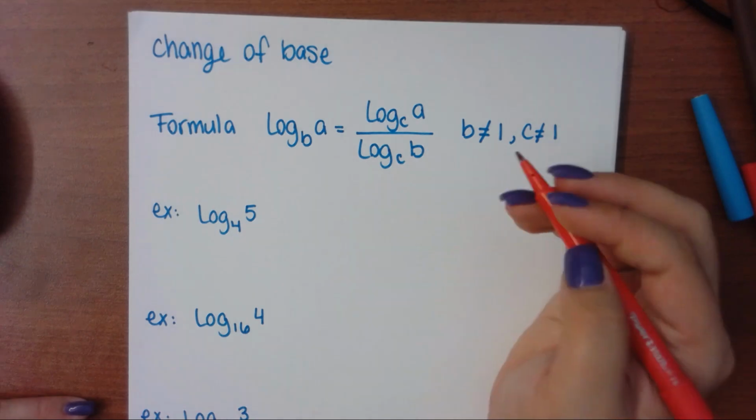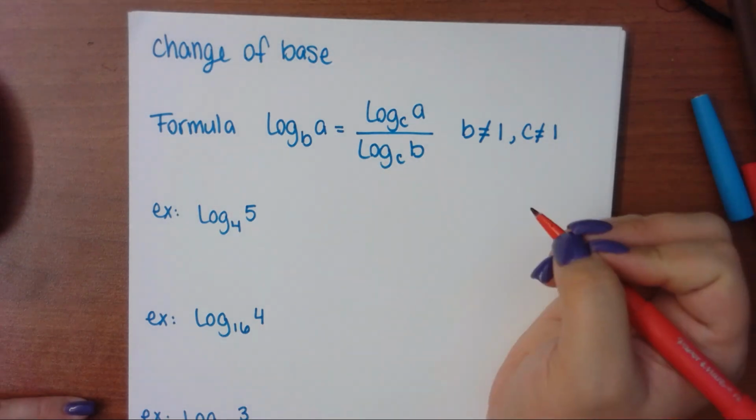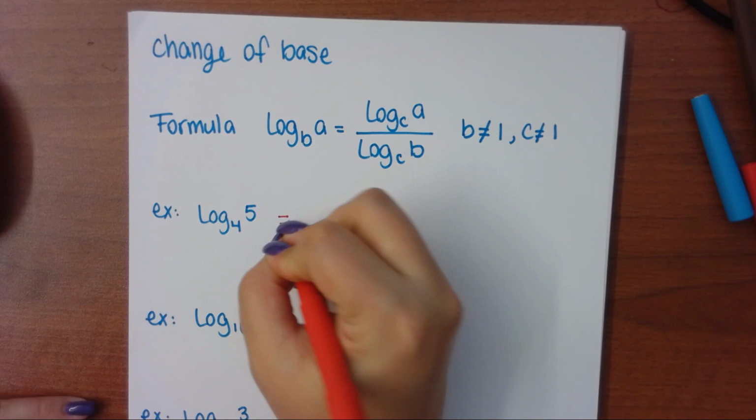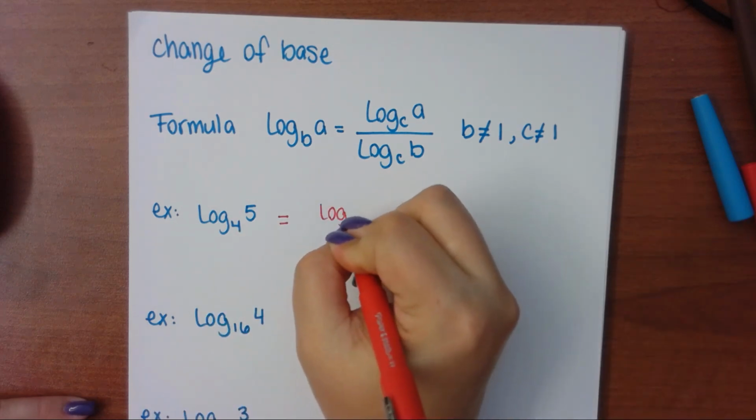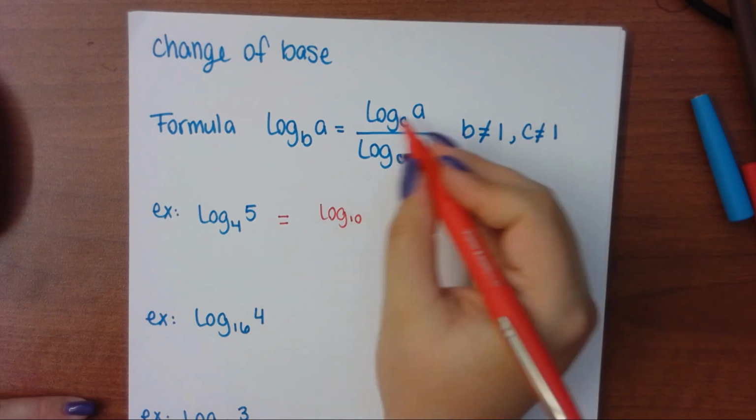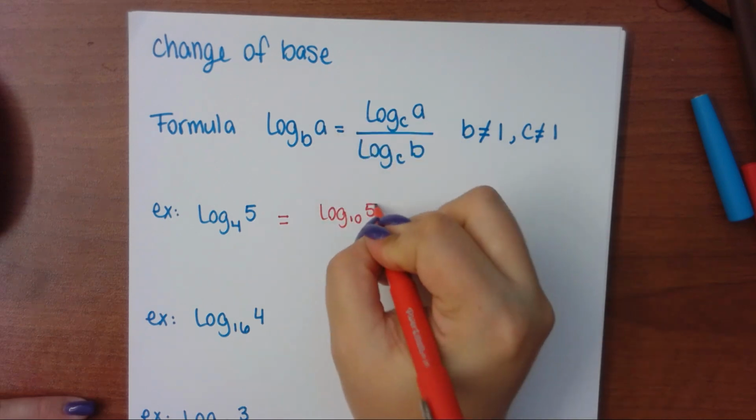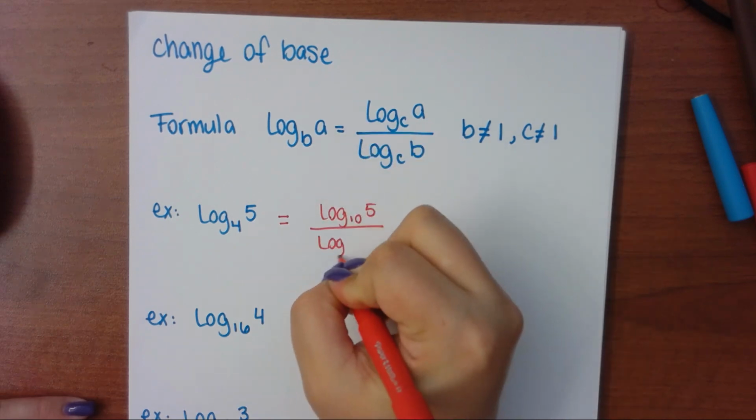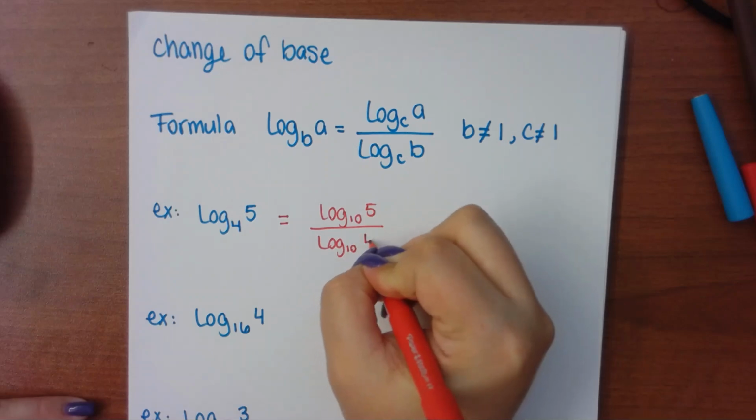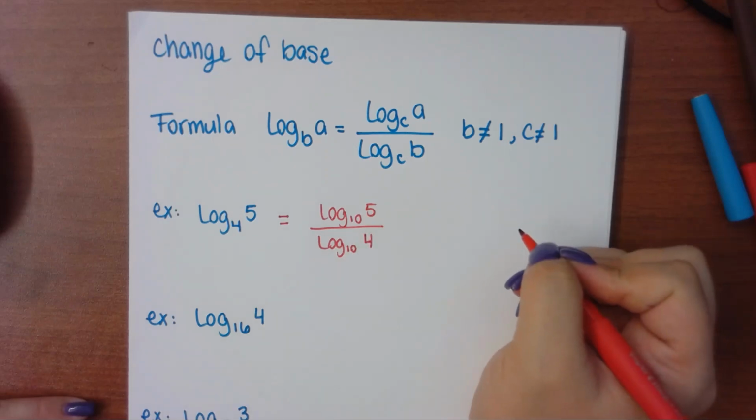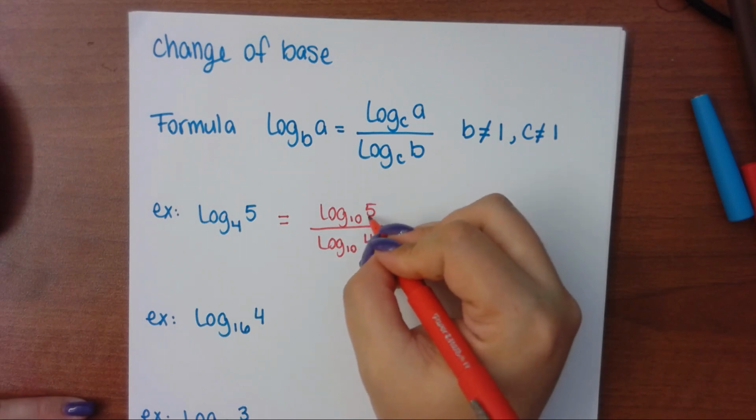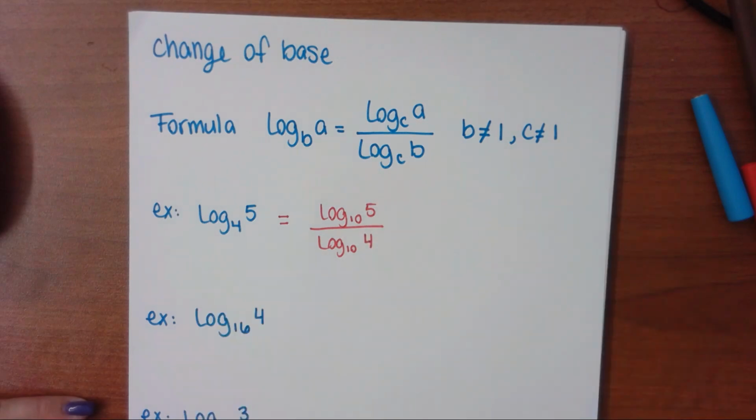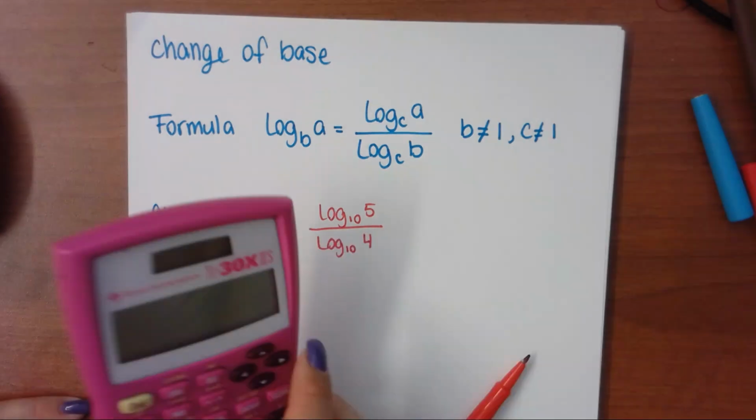Now, a lot of the times it's 10. So for example, for this one, I would use 10. Log base 10 of 5 over log base 10 of 4. And our old base goes in the denominator, and what we were taking the logarithm of stays in the numerator. The reason that we do this is because we can now utilize a calculator for a problem like this.